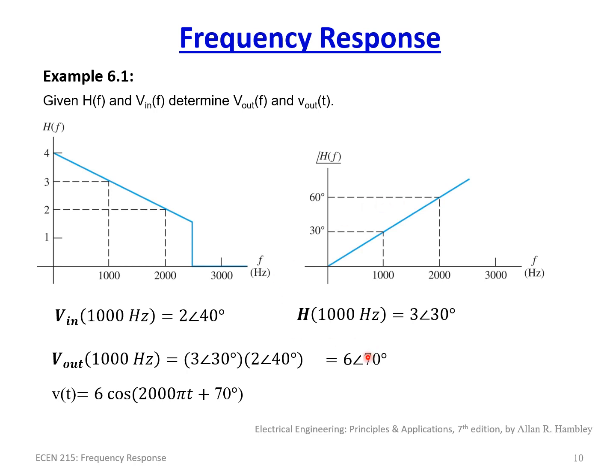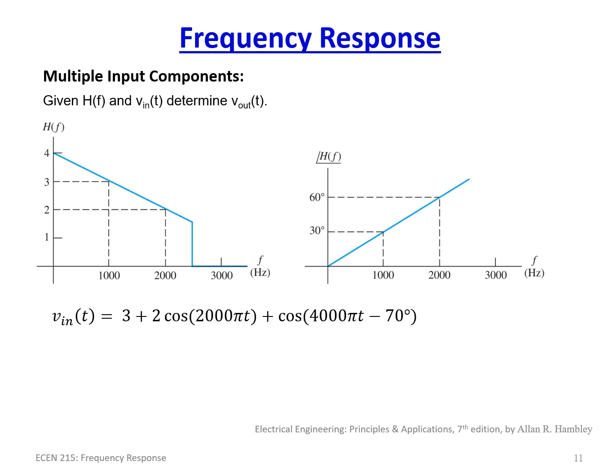And of course, you can do the inverse of this if you needed to. If you were given 6 phase 70 at 1000 hertz, you would just do the division: 6 divided by 3 gives us 2, and then 70 minus 30 would give us 40. So you can see how it works in both directions. Okay, let's look at another problem here.